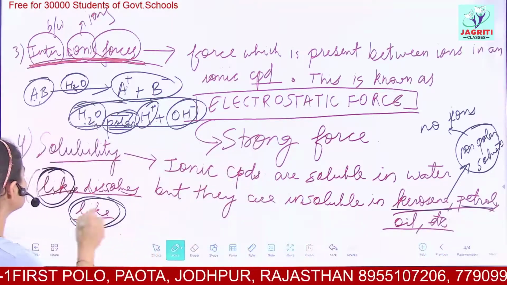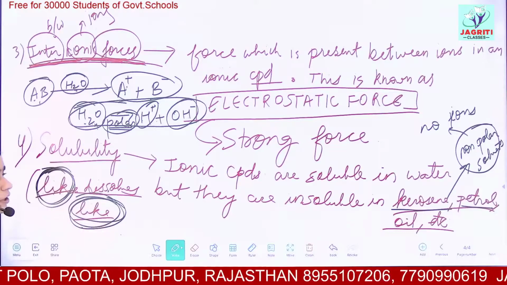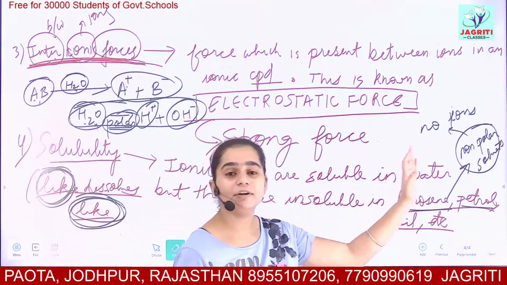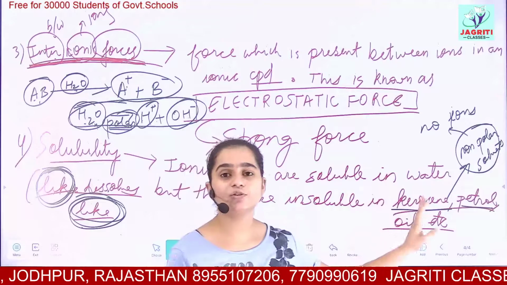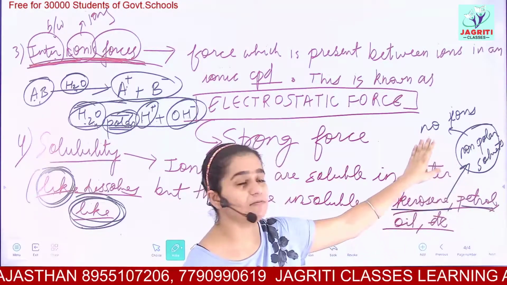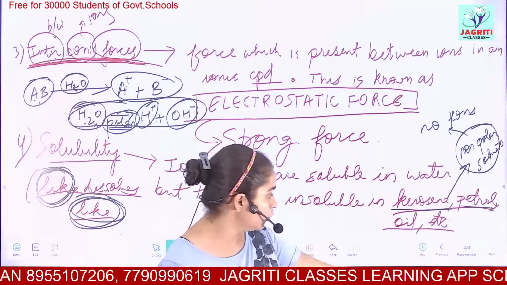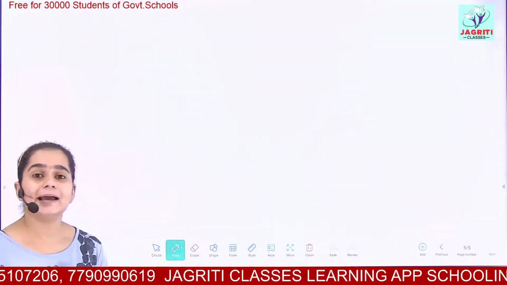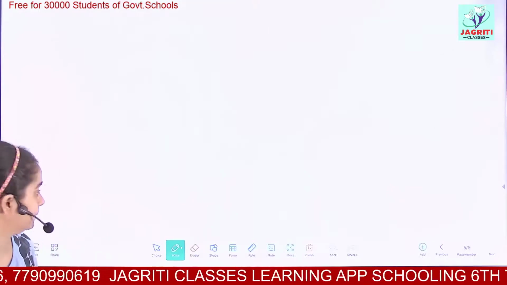This is the basic reason. So you should remember why ionic compounds dissolve in water but do not dissolve in kerosene or petrol. Because kerosene and petrol are non-polar, and non-polar means they will form no type of ions. So these are non-polar and ionic compounds will remain insoluble.